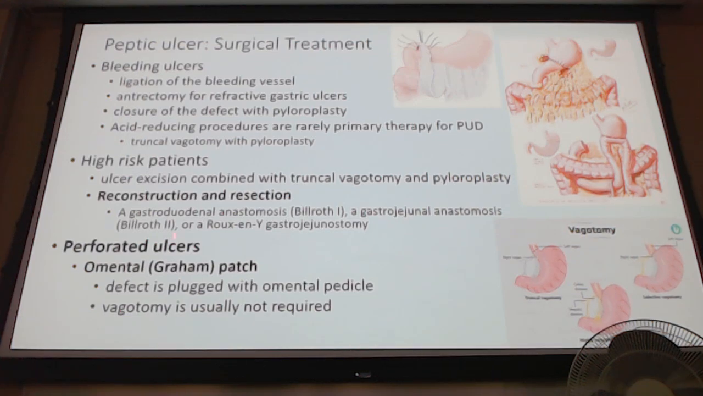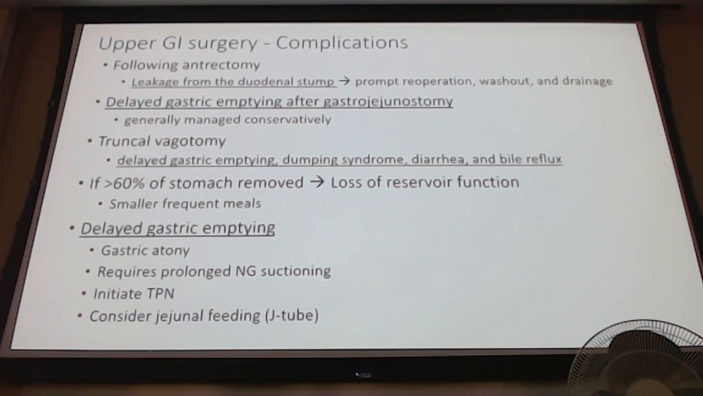For perforated ulcers, if you know the omental or Graham patch, your surgeon will be very happy with you. Basically, we take a little piece of the omentum that's still attached to the rest of the omentum, bring it up, and sew around that defect from the outside.